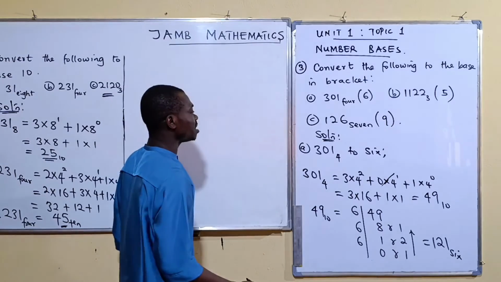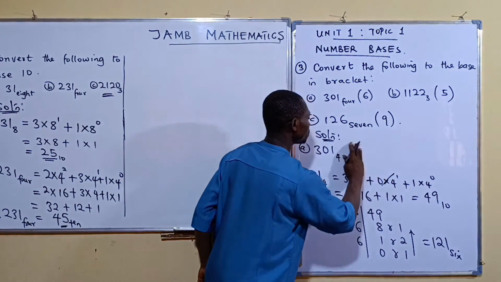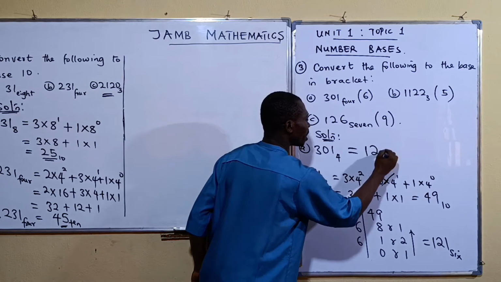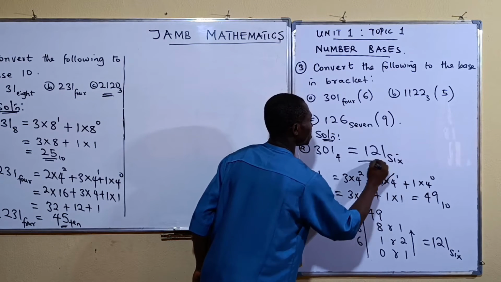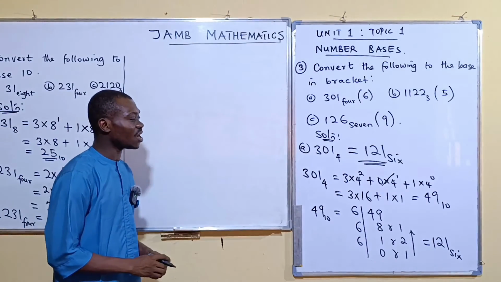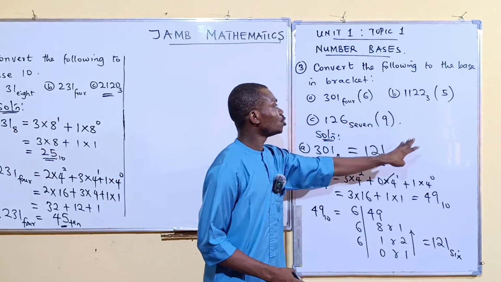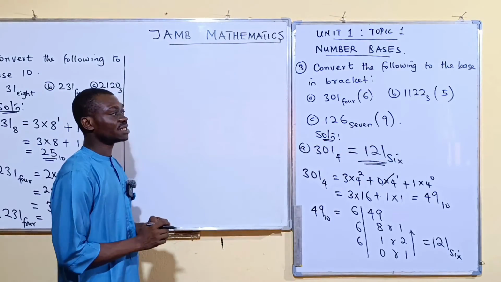Therefore, 301 in base 4 is equal to 121 in base 6. And that is the solution. That's exactly how it follows. And if you do the same for the other two, you should be able to get the same result.